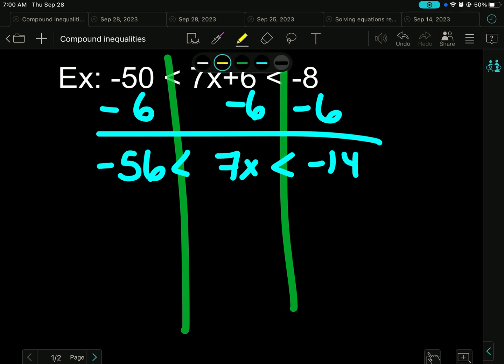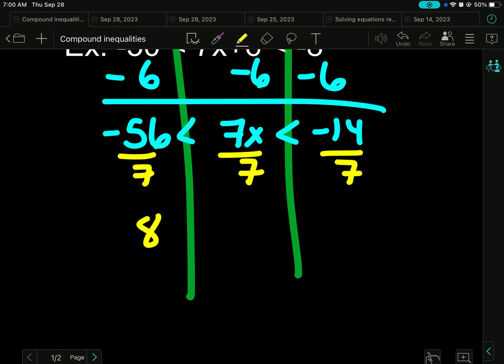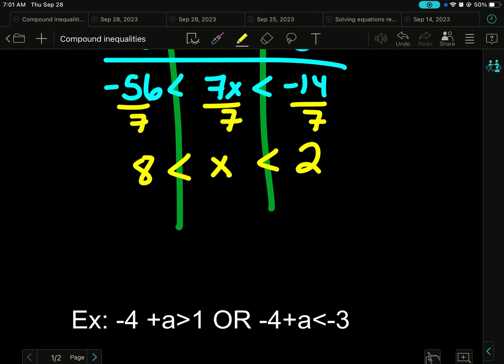I'm going to go ahead and divide by 7. So -56 divided by 7 is -8. I didn't divide by a negative, so my inequality is not going to flip. And then -14 divided by 7 is -2.